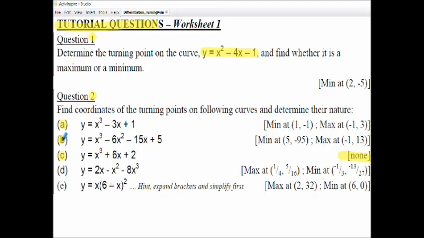For part D, you're going to end up with a quadratic equation, and for part E, don't forget to expand the brackets first, as it's not in a form yet that you can directly solve, and that's a binomial bracket. 6 minus x all squared is 6 minus x times 6 minus x, so be careful there. But then you will end up with a quadratic equation to solve.